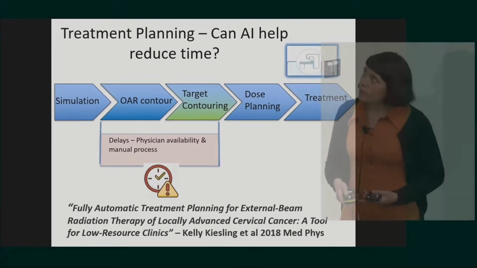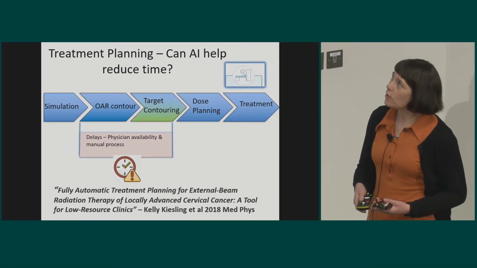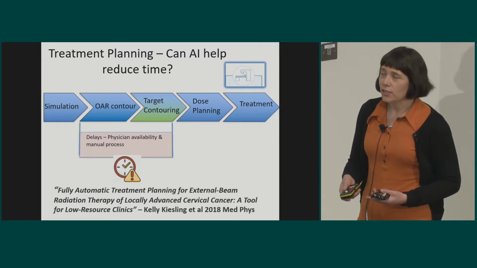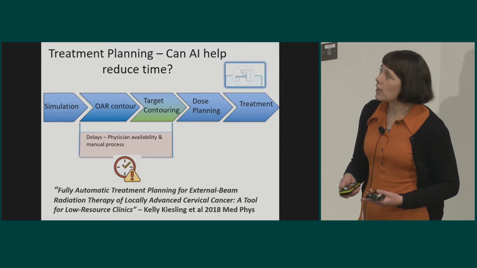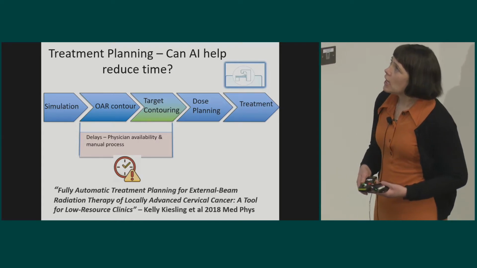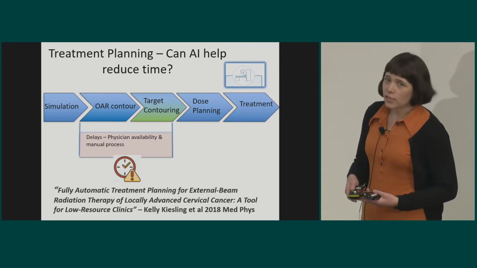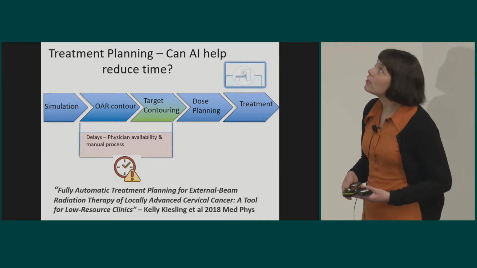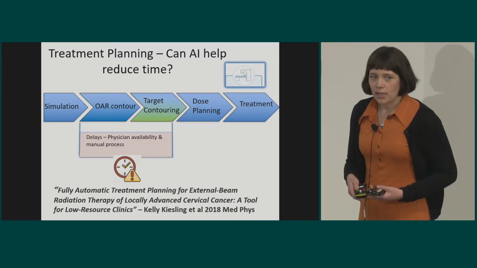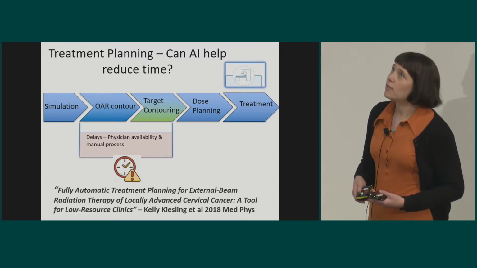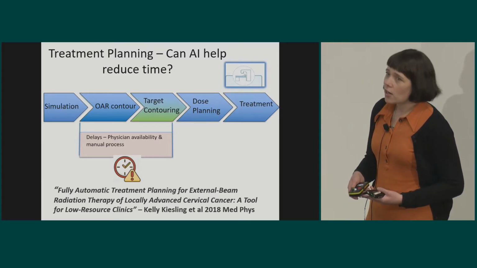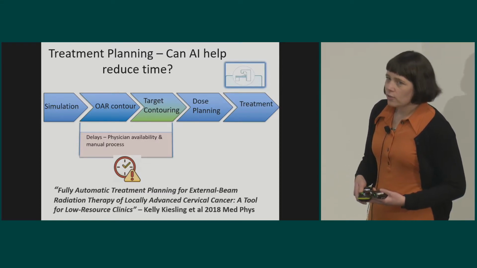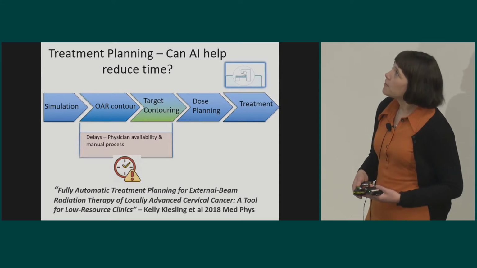So the whole treatment planning process in radiotherapy involves simulation, where a patient comes in and has a CT scan, or sometimes an MRI scan as well. The organs at risk that are near the target area are often manually contoured. This is often done by a dosimetrist, a physicist, or a physician. And then the target is usually contoured by the physician. And then it goes on to treatment planning and then on to treatment.